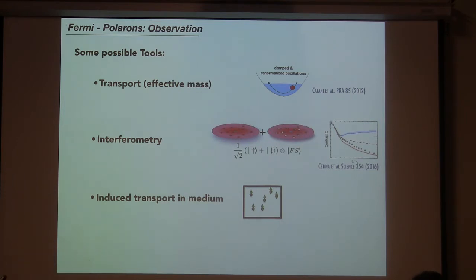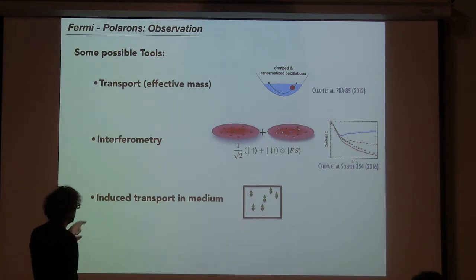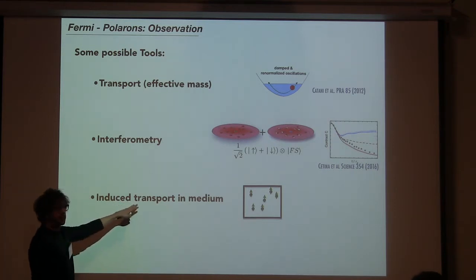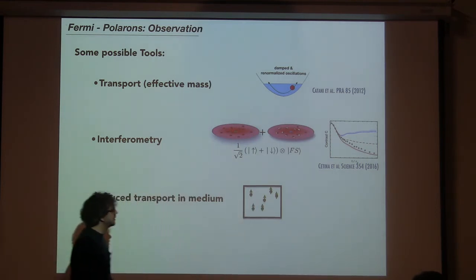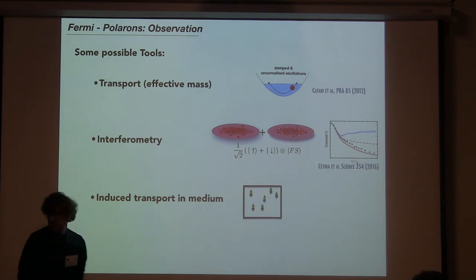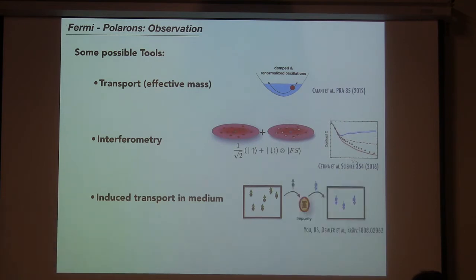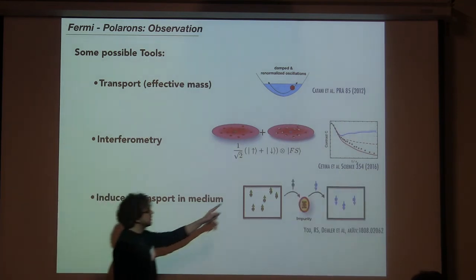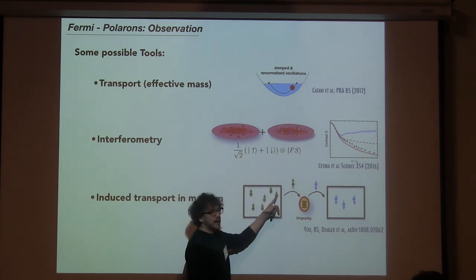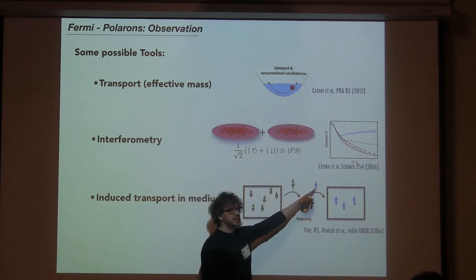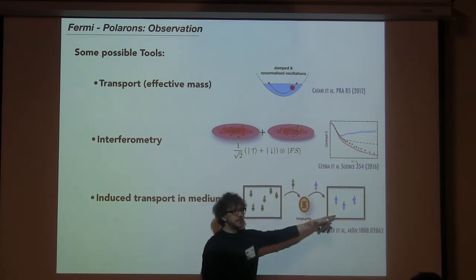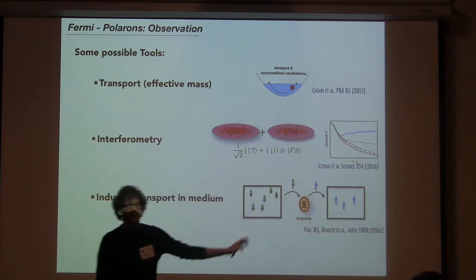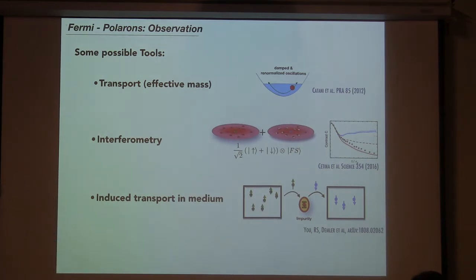A different way of seeing changes in the environment is, for instance, watching for transport properties in the medium. So, for instance, if we have a pure spin-up Fermi sea, and then suddenly we throw in an impurity which allows that spin-up atoms on top of the impurity can change their spin, then we suddenly would see in the medium that we flip spins in the medium. And this one can also do in cold atoms using Ramsey schemes.